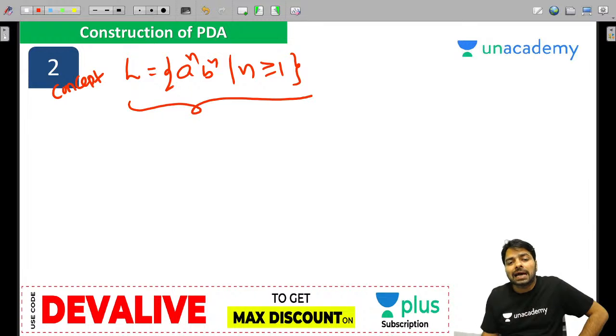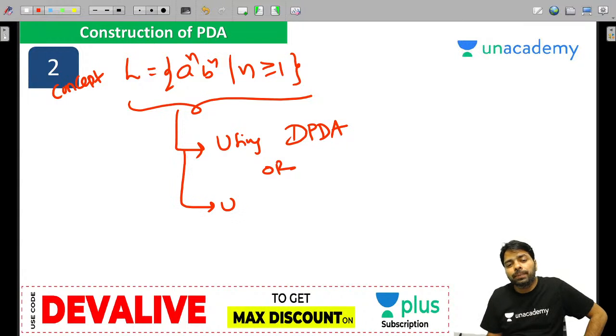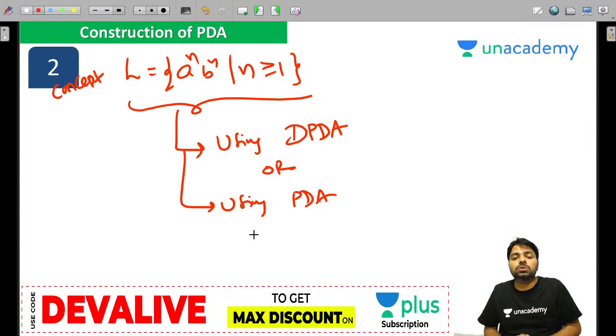Because this can be designed using a DPDA. It's also possible using a PDA. Also possible in future using a Turing machine. First you decide how you want to design, because all of them exist.